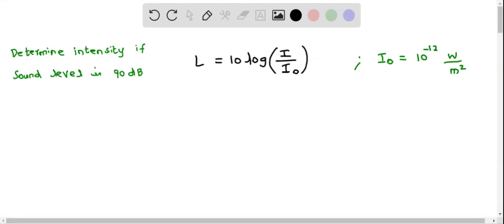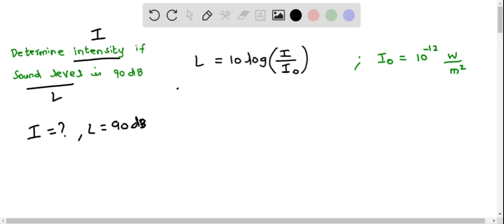In this question, we determine the intensity of the singer's voice when the sound level is 90 dB. So here we have to determine intensity, which means we have to determine I when the sound level is 90 dB. That is, the sound level is represented by the letter L. So basically, we have to find I when L equals 90 dB.